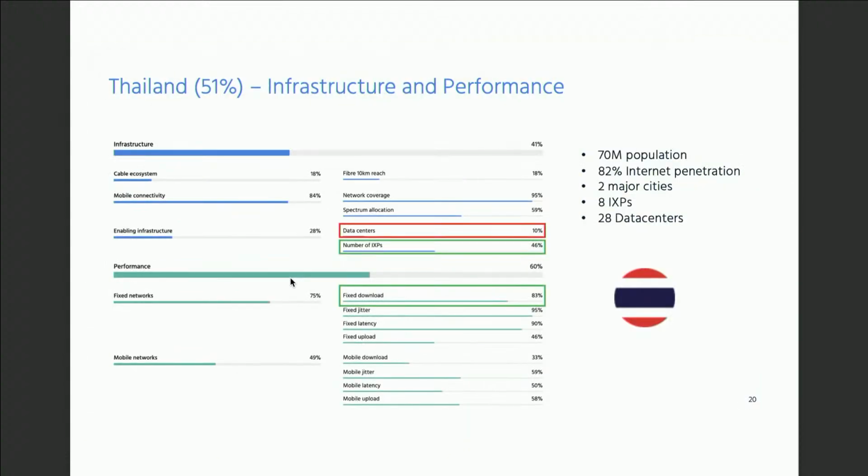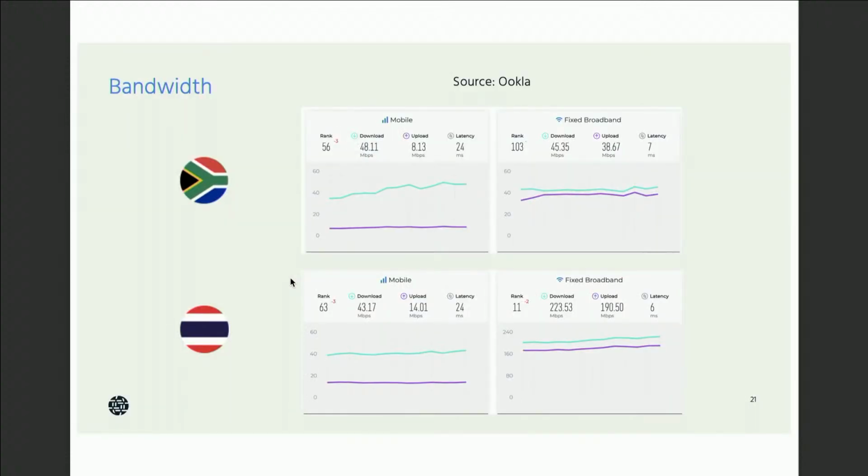So let me compare this with another country, Thailand, which has more or less the same profile, except that it has a fewer number of cities. It has 8 IXPs and 28 data centers, which means that the number of IXPs as the indicator for internet resilience for Thailand is much better than it is for South Africa, because the ratio is better.